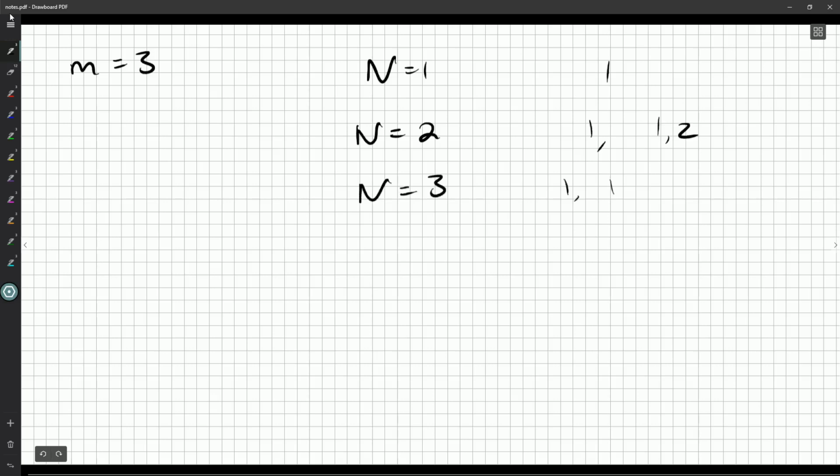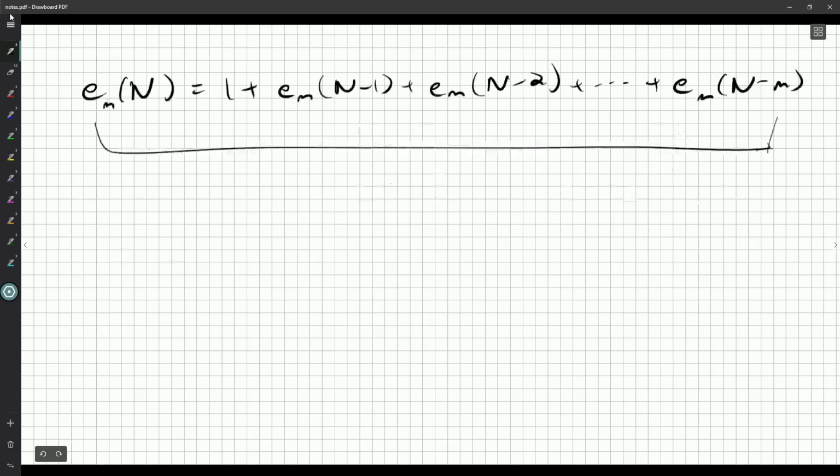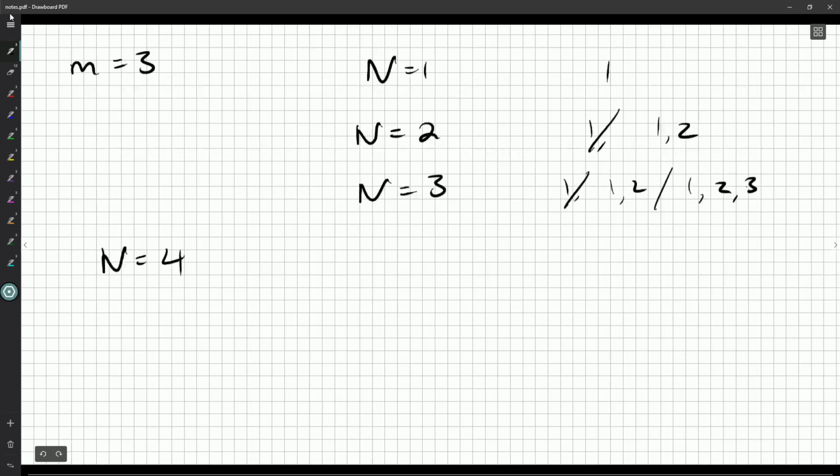With 3, you'll get 1, 1, 2, or 1, 2, 3, and that's it. You can't get any other sort of order there. But now with n equals 4, what would my theory predict? 1, 2, 3. So 1, 2, 3 plus 1, so it should be 7. There should be 7 possibilities with n is 4.